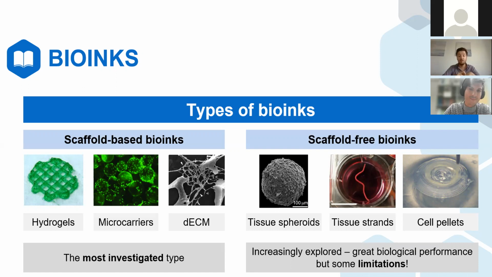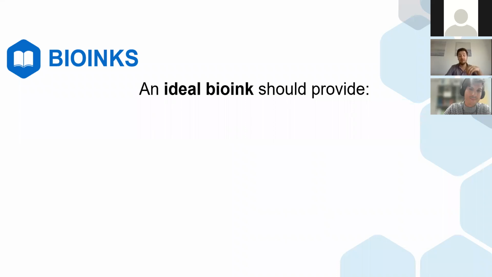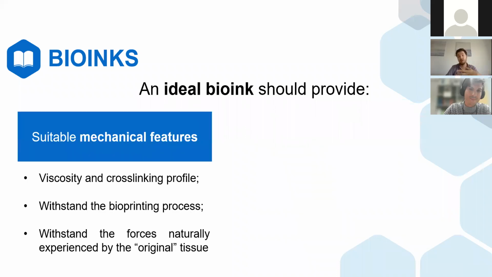And so we need to understand that bioinks are very important for the bioprinting process, and most importantly, an ideal bioink should provide suitable mechanical features. Of course, it must have suitable viscosity and cross-linking profile. It must be able to withstand the intensity of the bioprinting process itself. And of course, it must be able to withstand the forces that are naturally experienced by the original tissue.